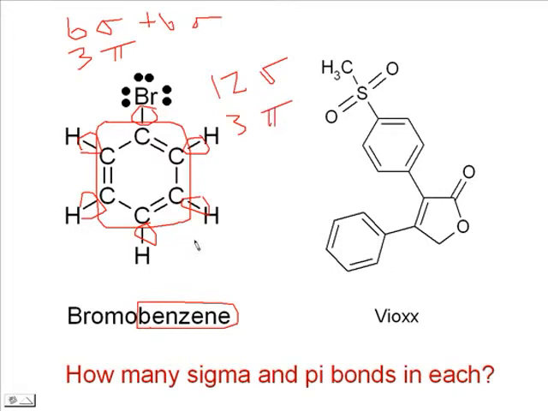So you need to be able to do simple, smaller molecules like that, where you just go through and count up all your single bonds. Those will be your sigmas. And then for your doubles, count each one as a sigma bond plus a pi bond.